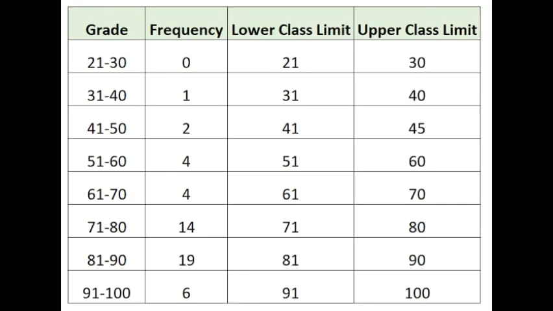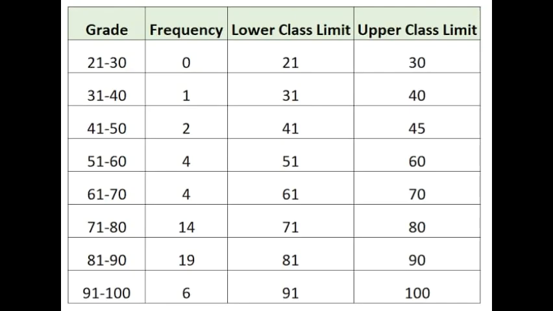Here you can see we have 21 to 30. So the lower class limit is 21 and the upper class limit is 30. You can also find out whichever is the highest number. Generally the upper class limit will have the higher number and the lower class limit will have the lowest number.